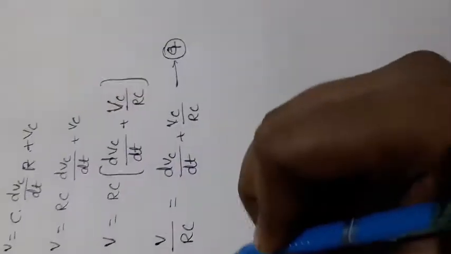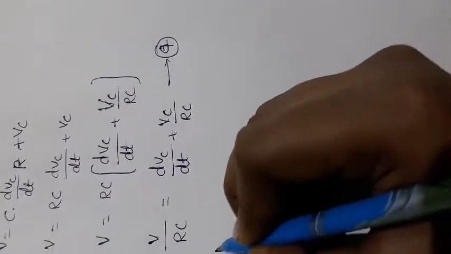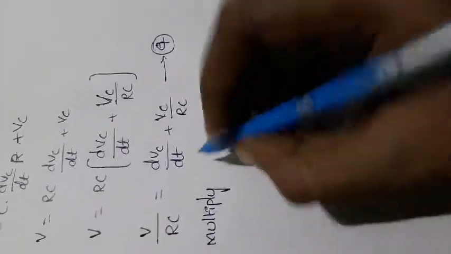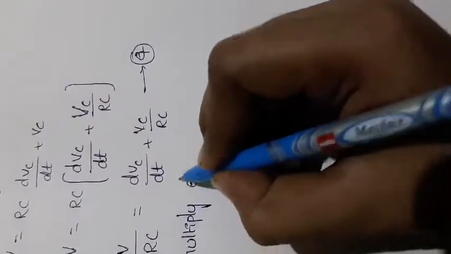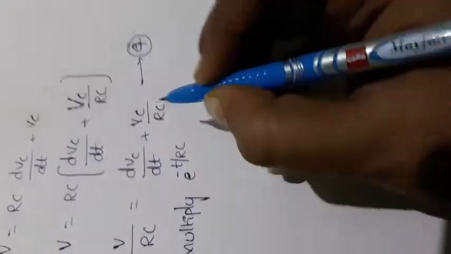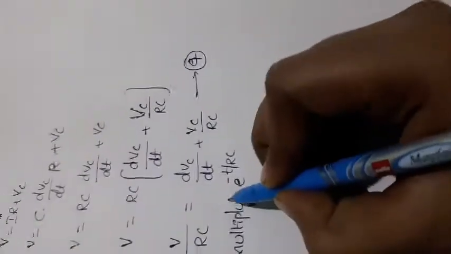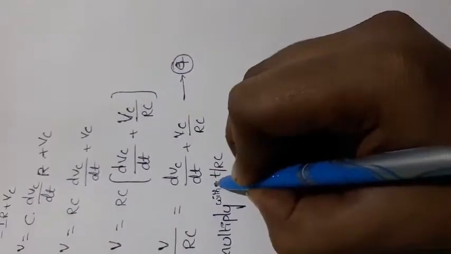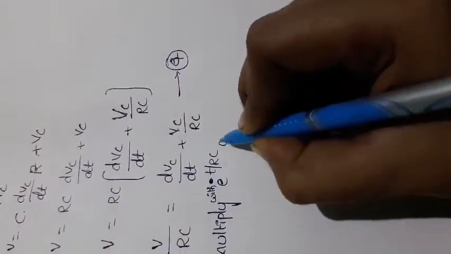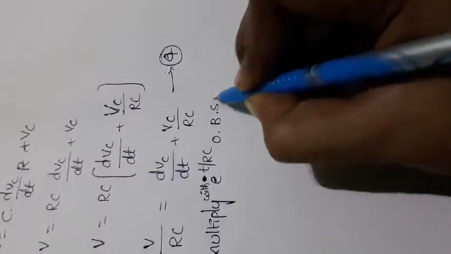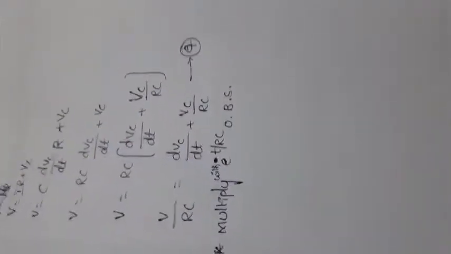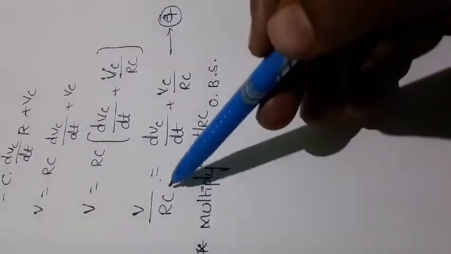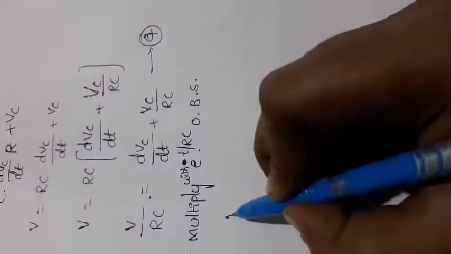Okay, so now the next step is that we will multiply the above equation with e power t by Rc on both sides. So now what will we get?